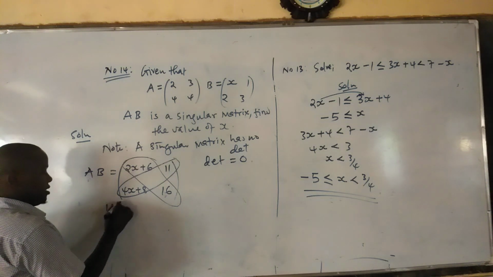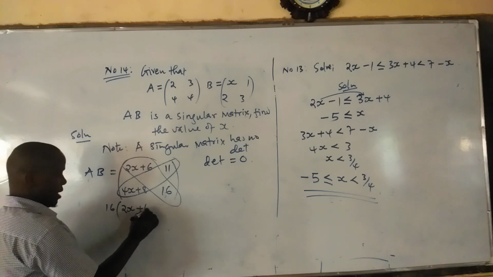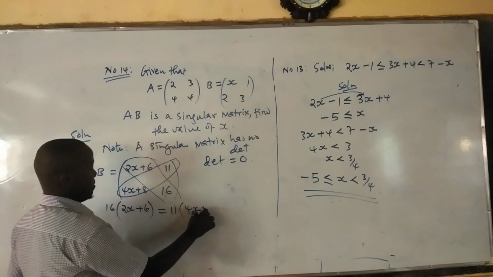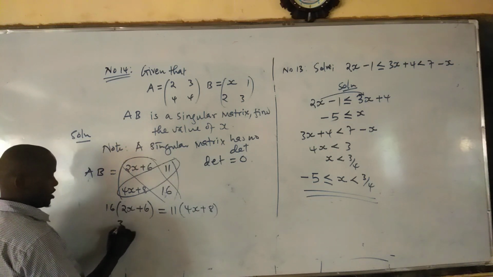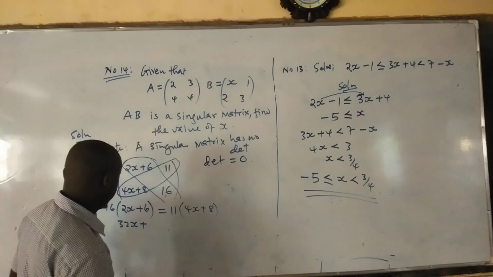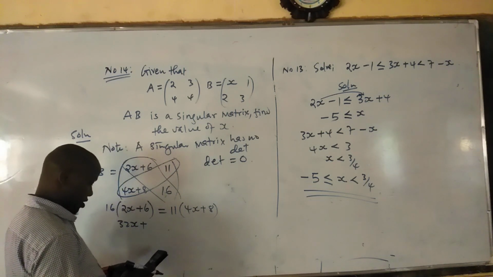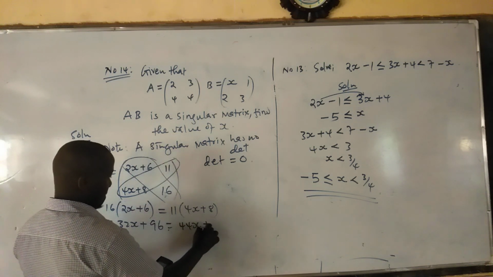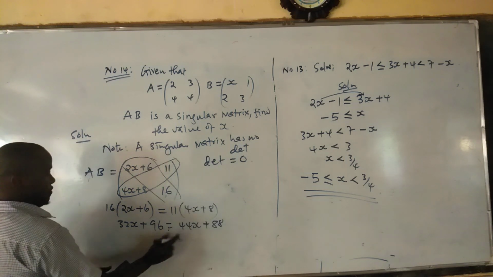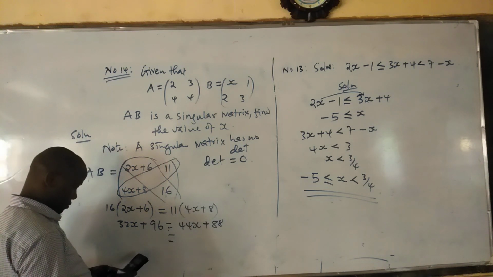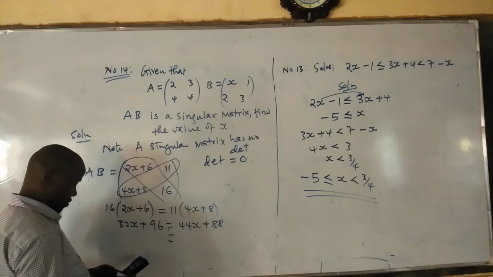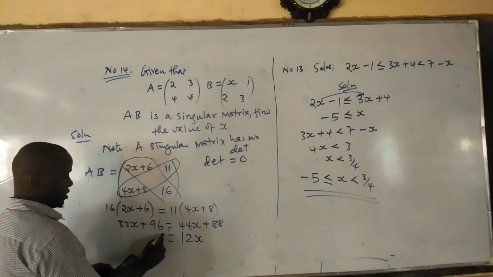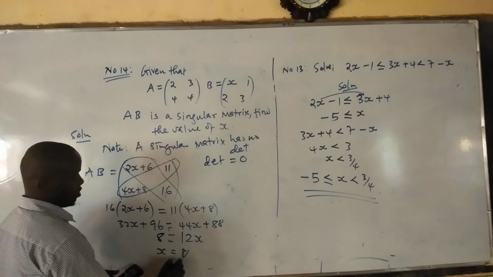Therefore, when we take 16 times 2x plus 6, we should get the same value as 11 times 4x plus 8. Therefore, this is 32x plus 16 by 6, which gives us 96, should be equal to 44x plus 88. Therefore, 44x minus 32x gives 12x being equal to 96 minus 88, which is 8. Therefore, x will be 8 over 12.